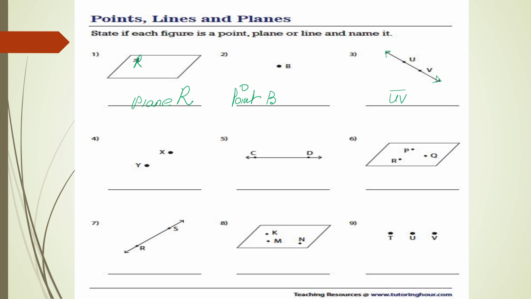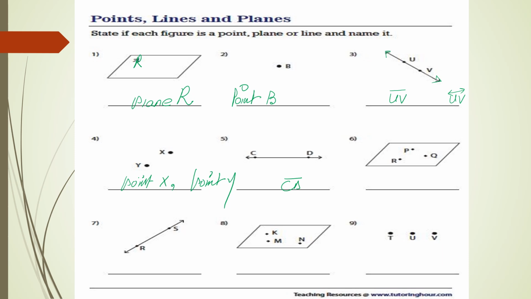For a line, you will use a symbol like this, and for the line segment, we can use a different symbol like that. Now you have a point X and a point Y. Here is a line segment or a line which can be written as CD, and on the top of the CD just make a line.